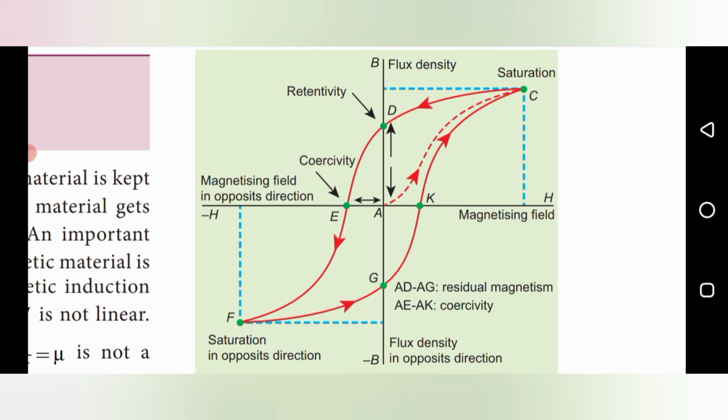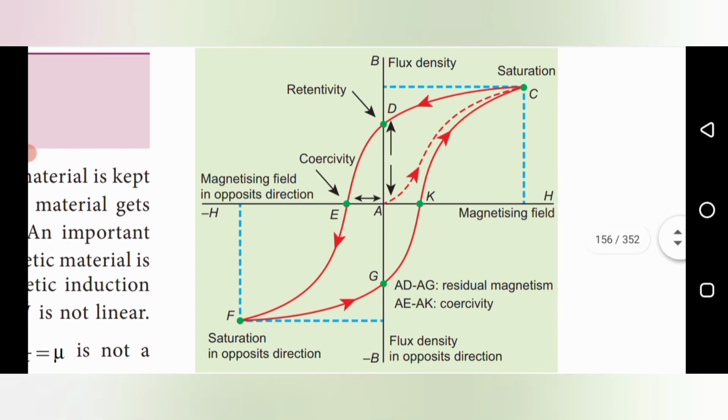First, what happens when a ferromagnetic material is kept in a magnetizing field is that the material gets magnetized by induction. This is a characteristic of ferromagnetic material. The variation of magnetic induction with the magnetizing field is not linear, which means the ratio between B and H, that is B by H, is not a constant value.